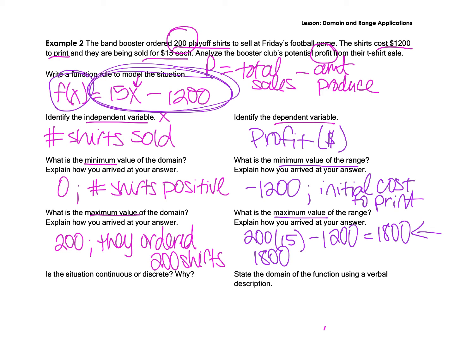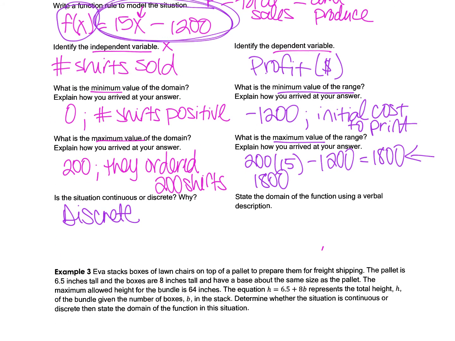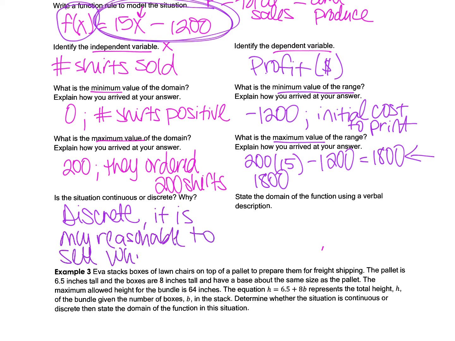All right, so then the next part it says, is the situation continuous or discrete? So we're talking about the number of shirts sold. We can't sell a portion of one shirt. So this is a discrete situation. Oh, my bad. So I'm just going to put, it is only reasonable to sell whole shirts. So we can't sell a portion of one shirt.